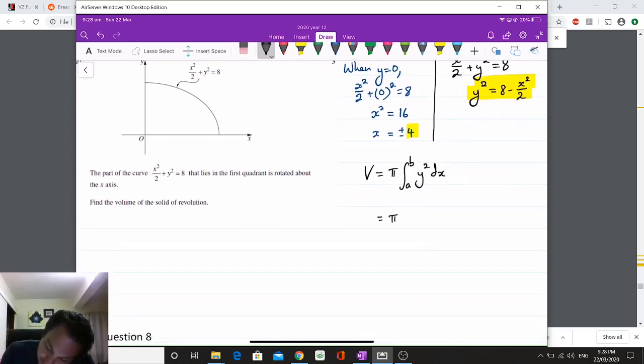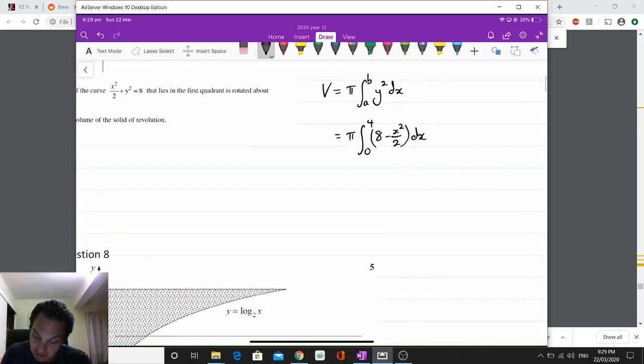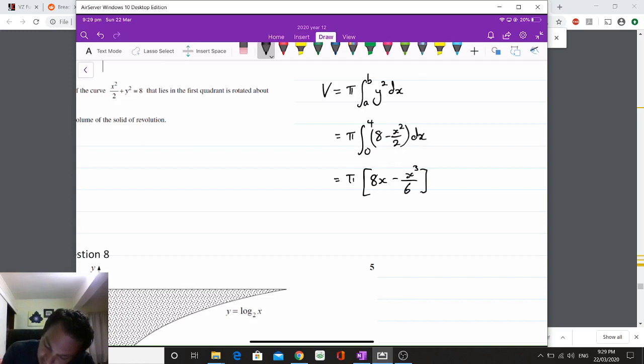So the integral between 0 and 4 of 8 minus x squared over 2 dx. There we go. So this is what we've got, which we can easily then solve and get pi by 8x minus x cubed over, well, the 3 would normally go down if it was differentiation, but obviously it goes underneath for integration and multiplies by the 2 to get 6, between 4 and 0.